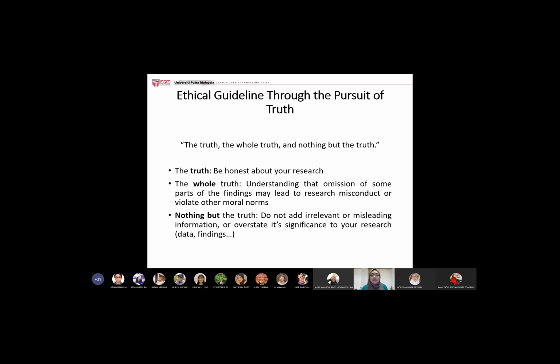So while you're doing your research, for example, people always say you want to report what's nice, what looks good, what supports your objective. But if you look at true ethics, that is not good actually. So you have to understand that you cannot omit certain things because they are contrary to what you are saying.